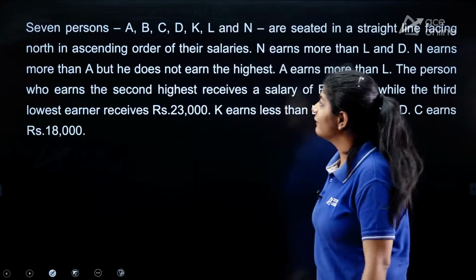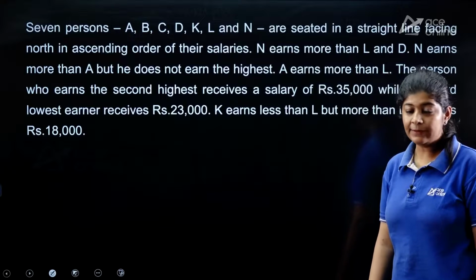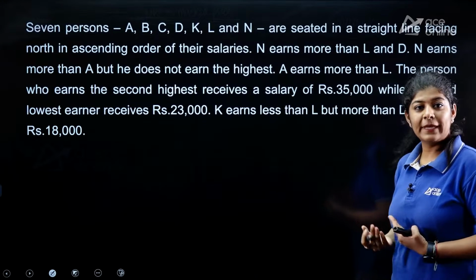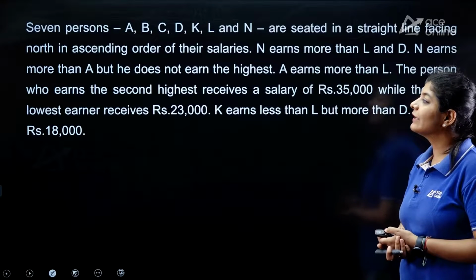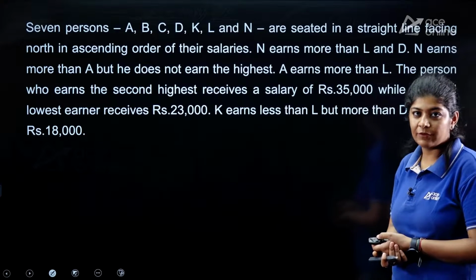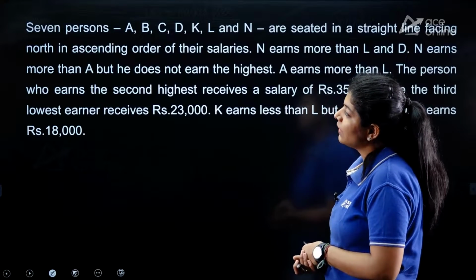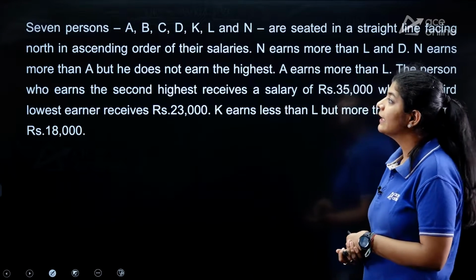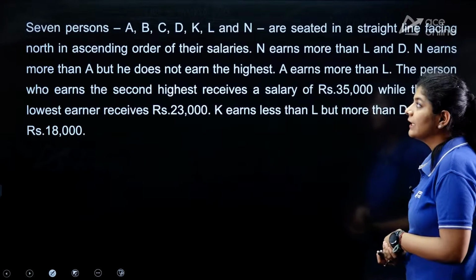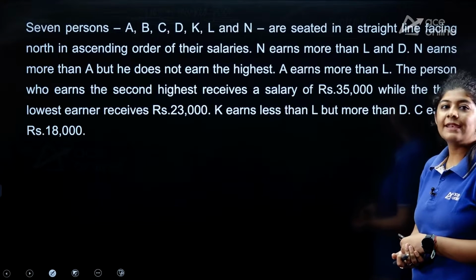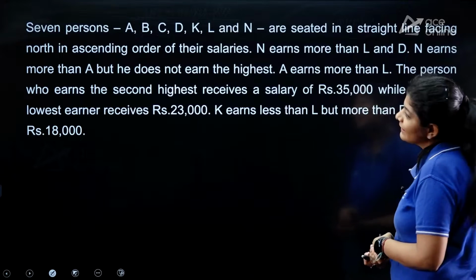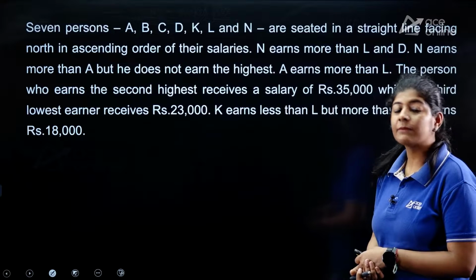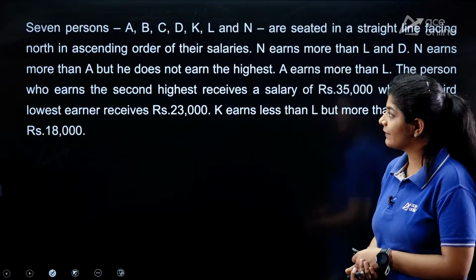The next question that we are having over here is a small puzzle, and what we need to do is make the arrangement first, and accordingly we need to answer a few questions, right? Okay, so the puzzle says that 7 persons A, B, C, D, K, L and N are seated in a straight line facing north in ascending order of their salaries. That means we need to arrange them as per the salaries.